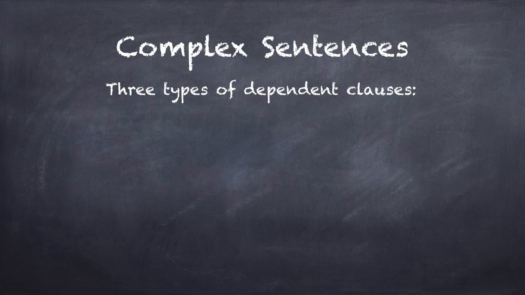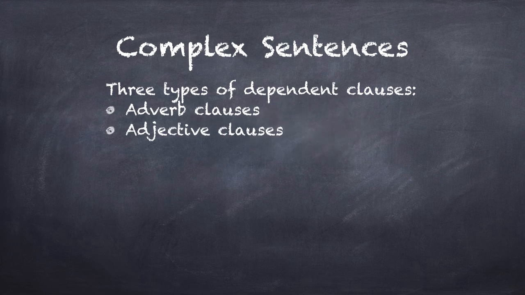As we've discussed in the past two modules, there are three types of dependent clauses in English. We have adverb clauses and adjective clauses, which we've looked at in modules 3 and 4, and noun clauses, which we will talk about in this module.